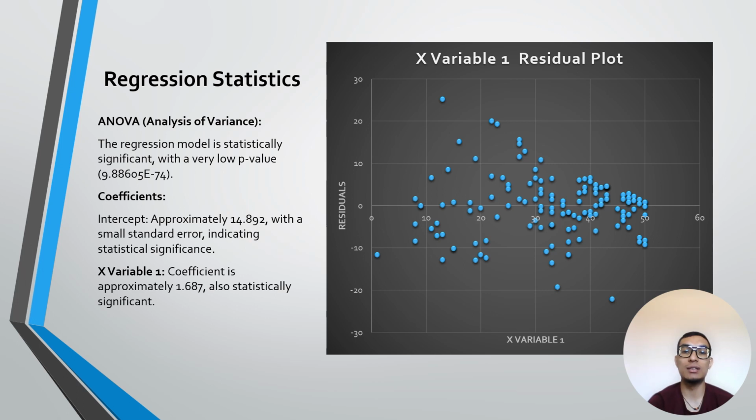The coefficient tells us how much the dependent variable is expected to change for a unit increase in x variable 1. With a statistically significant coefficient, it reinforces the idea that the variable plays a substantial role in explaining the changes in the dependent variable. Our regression analysis indicates a strong, statistically significant positive linear relationship between x variable 1 and our dependent variable. These findings provide valuable insights into the factors influencing our dependent variable and underscore the robustness of our model.